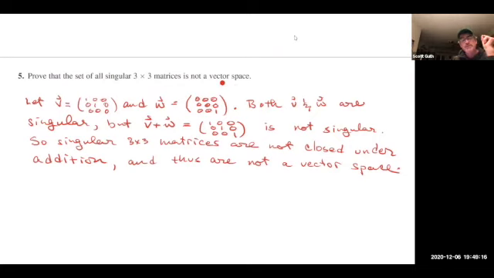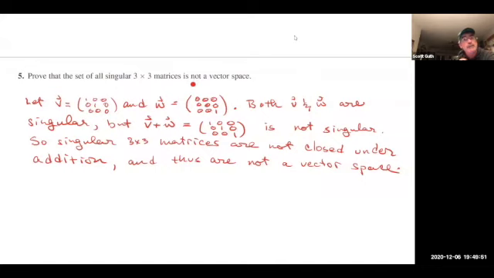Proving that something's not true is different from proving that things are true, first of all. To prove that something's not true, all you have to do is provide an example of where it's not true, and then it's not true in general. Proving things are true in general has to prove every case, so you have to prove things in general with a general case. But to prove something's not true, you just have to provide a counterexample. So that's what's happening here. The singular matrices are not a vector space.